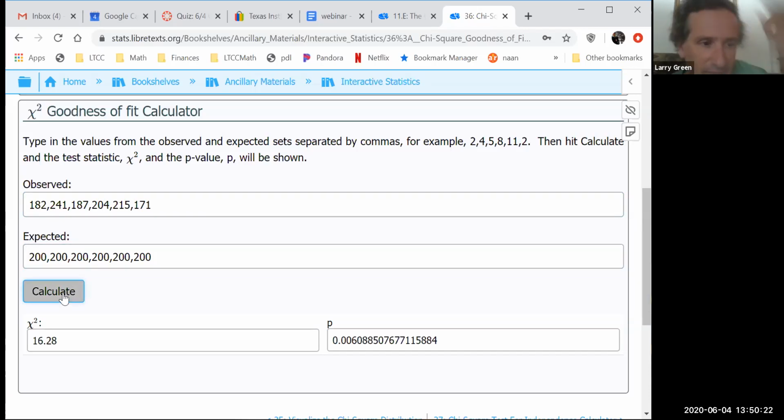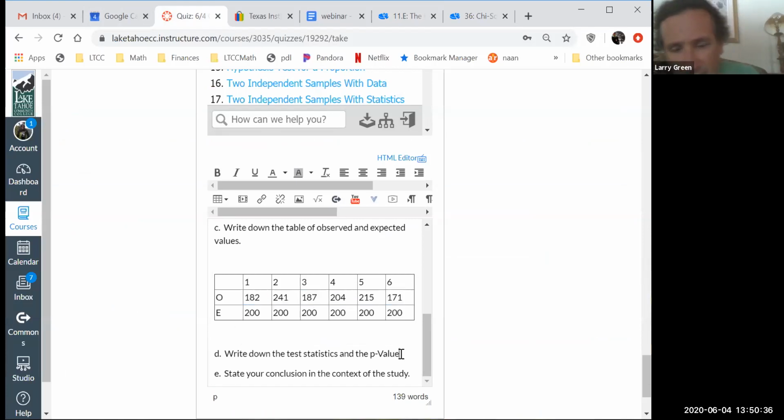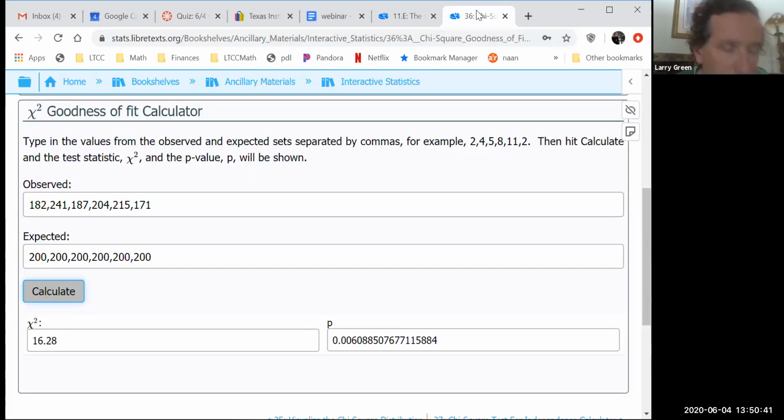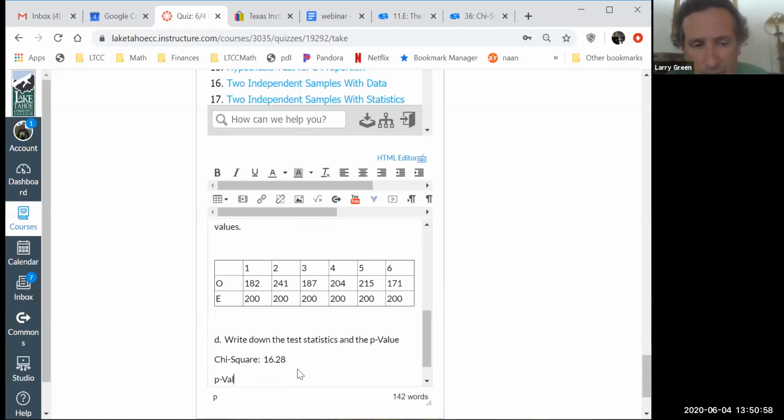I calculate our chi-squared is 16.28 and our p-value is 0.006. So that was 16.28, our chi-squared. And the p-value was equal to 0.006.